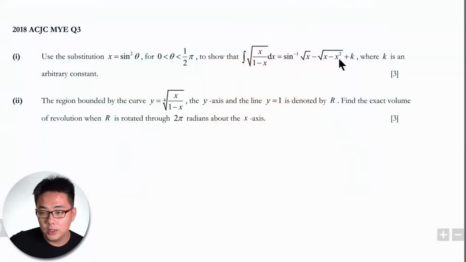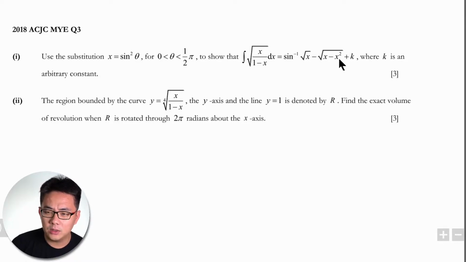Hi students, let's look at this question which was taken from the year 2018 ACJC Prelim Exam question 3. This question is on integration, and the first part asks you to use substitution to find the integral of root x over 1 minus x dx. I think it should be quite okay.